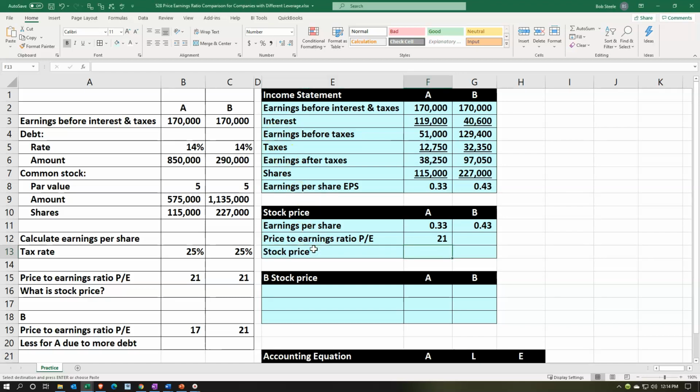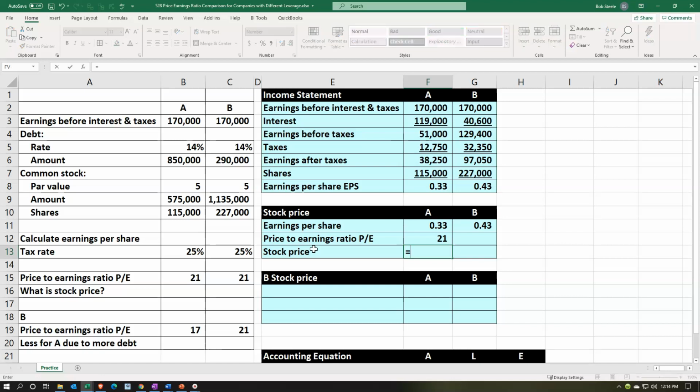And remember, the stock price is going to be based on something outside of the company. So it's not like the earnings per share are deriving the stock price. We're looking at the relationship between the stock price and the earnings per share. Everything we've done thus far is internal to the company's bookkeeping. The stock price is outside of the company's bookkeeping.